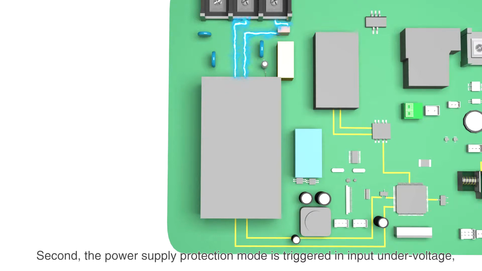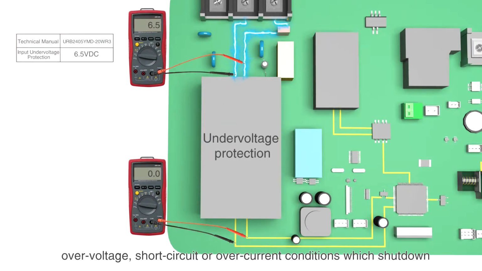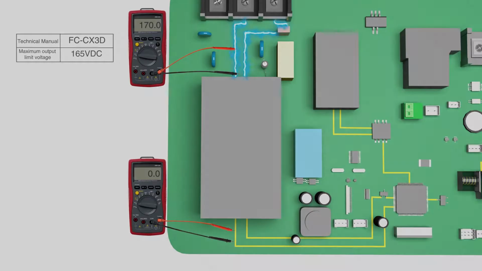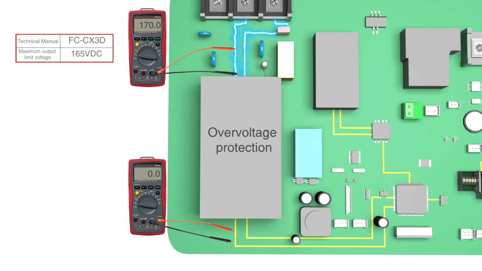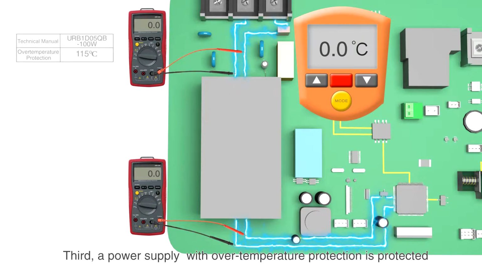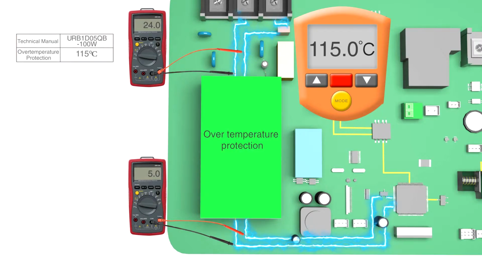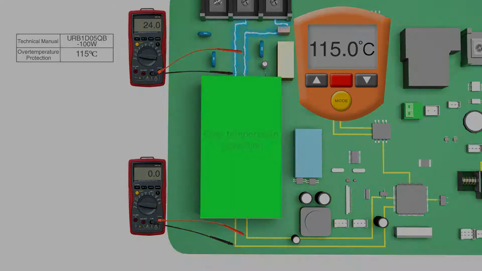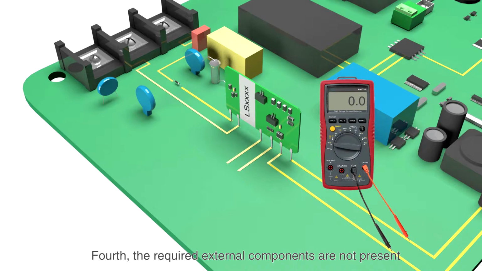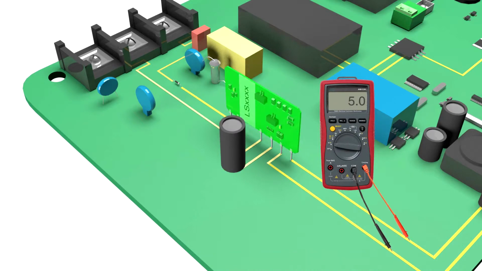Second, the power supply protection is triggered in input under voltage, over voltage, short circuit, or overcurrent conditions, which shuts down the power supply's output. Third, a power supply with over temperature protection is protected when its temperature exceeds the limit. Fourth, the required external components are not present or not properly connected, causing abnormal behavior.